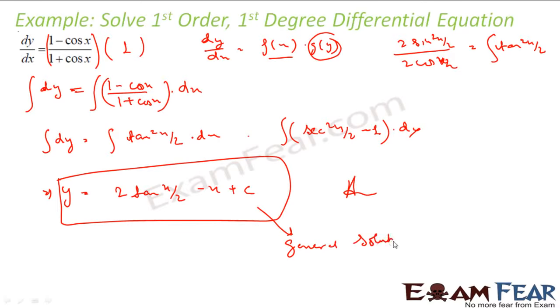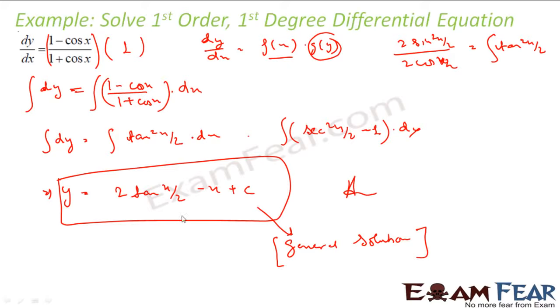When we introduced this chapter, we talked about general solution and particular solution. So here we got a general solution. We'll take some examples where we'll find a particular solution also, where we'll be given some values of x and y. With that we can put in these values and get the value of c, and then we get a particular solution.